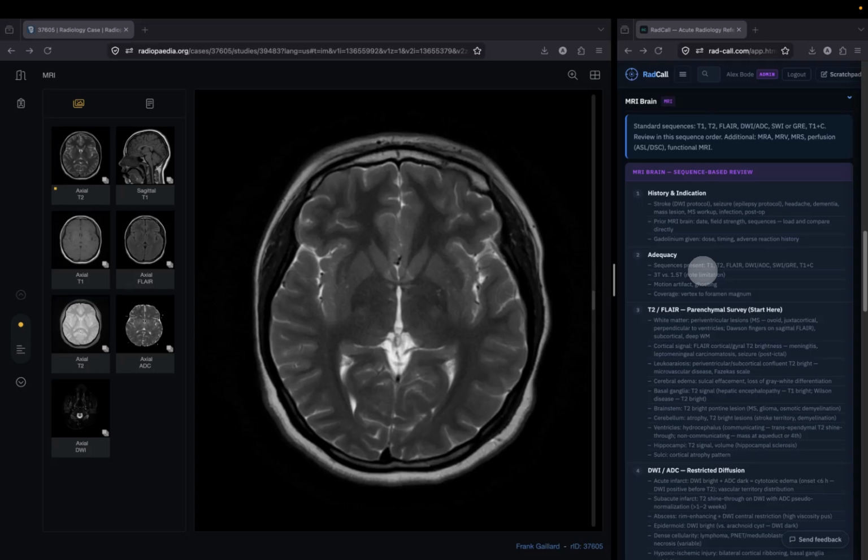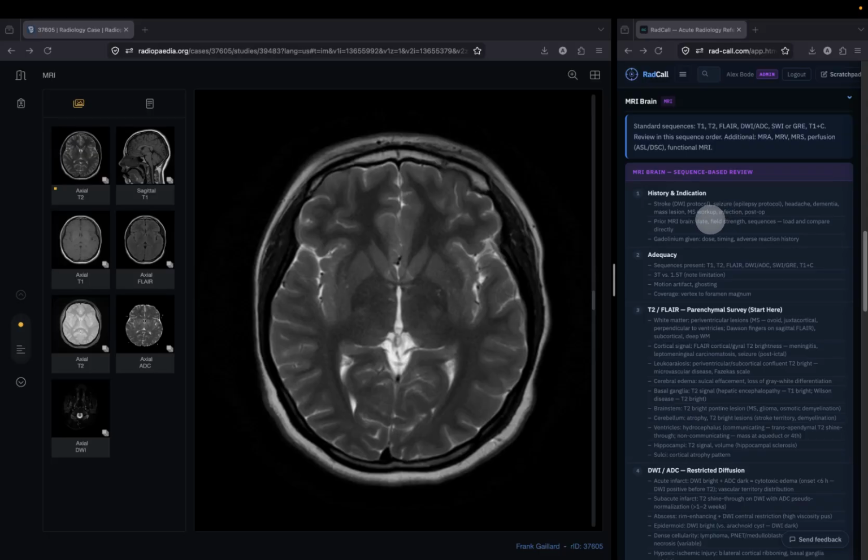All right, today we're going to be talking about how to approach an MRI of the brain. This is an MRI of the brain without contrast. You're first going to start off by looking at the history and the indication. You're going to figure out why the exam is being done.